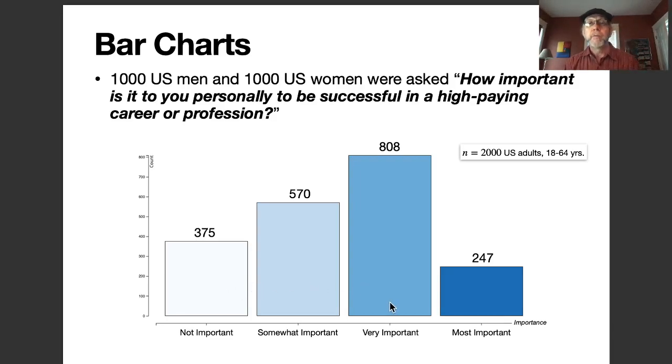And actually, for a lot of categorical variables, you could rearrange the categories in any order. In this particular case, the order we have here kind of makes sense because it's sort of an increasing order of importance. Not important, somewhat important, very important, and then most important. We call this kind of data or this kind of variable an ordinal variable because there's an order to the responses, and we've respected that order as we've listed them here in the chart.